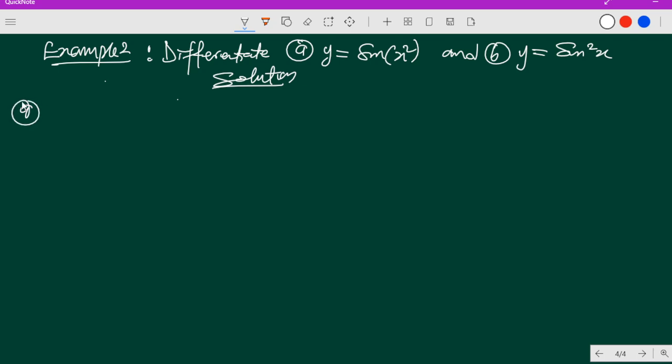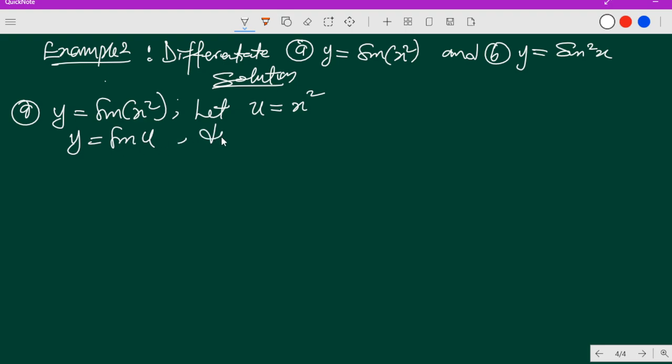Therefore, in solving A, you said y is equal to sine s squared. You said let u equal to s squared, and let y is equal to sine u.